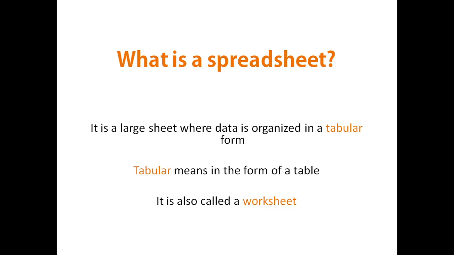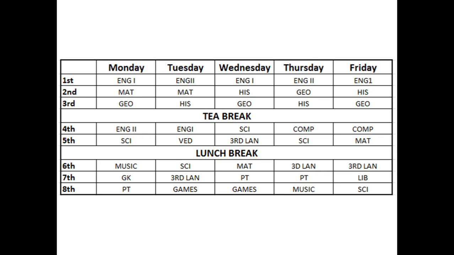It is also called a worksheet. Like your routine here. Okay, you have rows which show you which period, and then you have your columns which show you which days of the week. So when data is organized in this form, it becomes very easy to read that data and to get information from it. So when I ask you what do you have in the fourth period on Thursday, you can easily pinpoint and tell me very quickly that you have computer on that day.